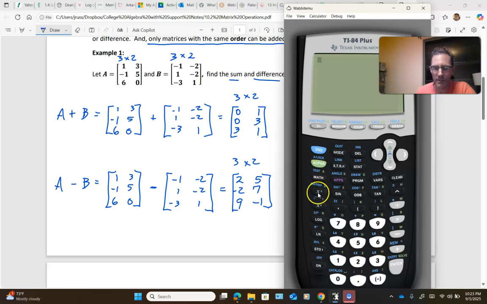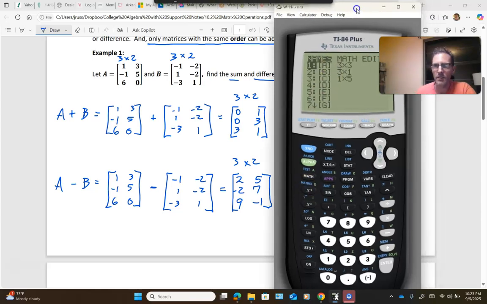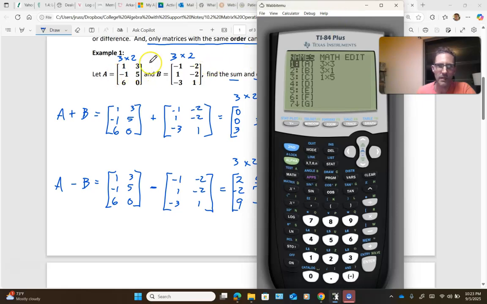If you recall, we're going to hit second, this key right here to access the matrices, but to actually input the values for the two matrices, we're going to come over here to edit, hit enter, and then type in the dimensions. Well, these are not 3 by 3. This is a 3 by 2. The 3 is okay, but I need to change the number of columns to 2. And now I'll input these entries.